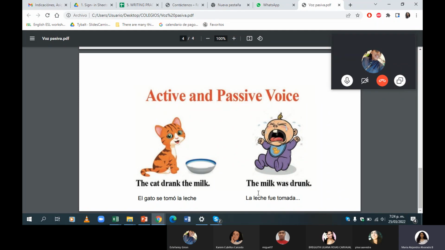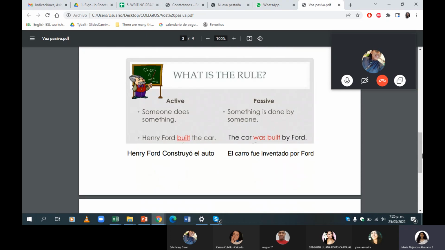I don't really care who did the action. I don't care if it may be an animal, a person. The thing is that I don't have any milk here. And you can see the result. The milk was drunk. So obviously these have a structure.